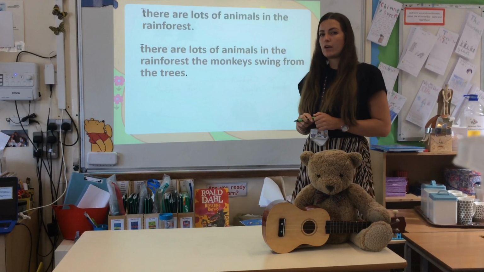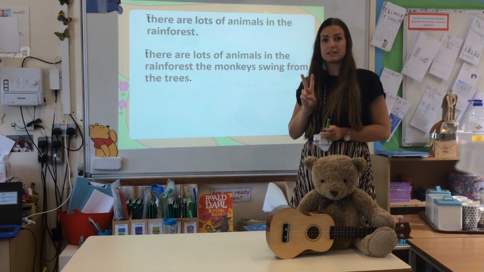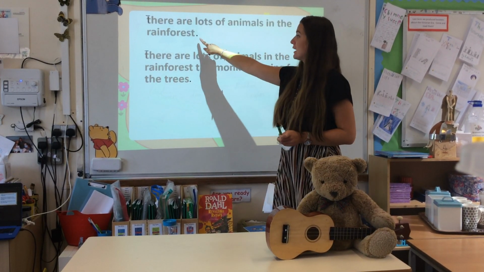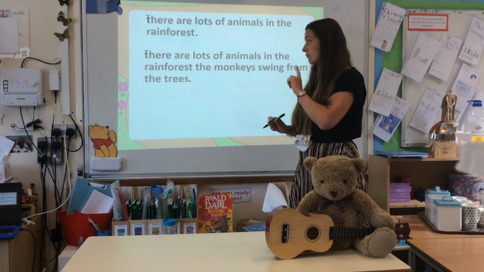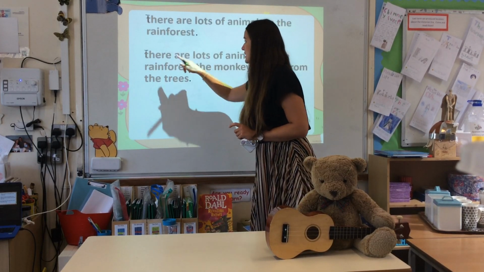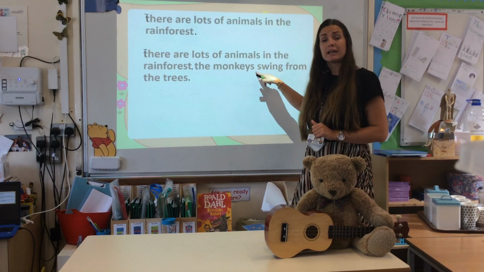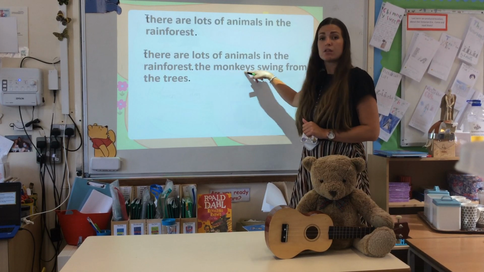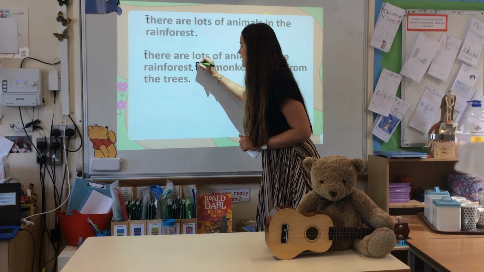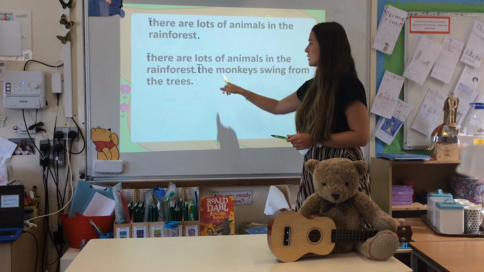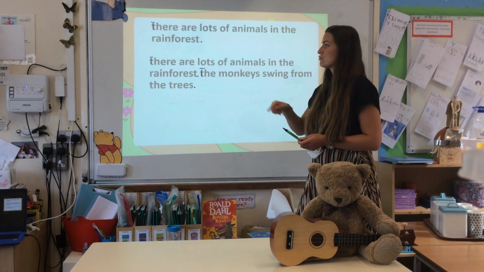Now some of you might have clocked something already. But actually, this piece of writing, there are two sentences. The first sentence we've had already about the animals in the rainforest. And on here I put a full stop, so that means here I need to put a full stop. But also the reason why is because this first sentence is talking about animals in the rainforest, and this second sentence is talking about the monkeys. So I know that it's a new sentence because the subject is slightly different. We're talking about monkeys here. So that's a good clue to tell us that that is a new sentence there. So I've turned that into a capital letter because I've got a full stop here. The monkeys swing from the trees.